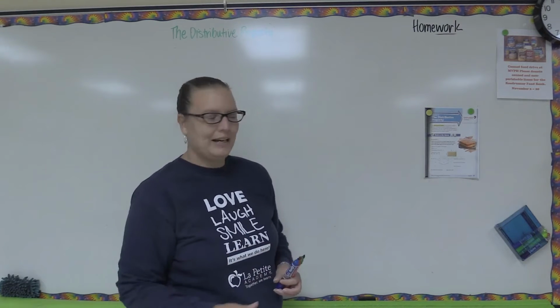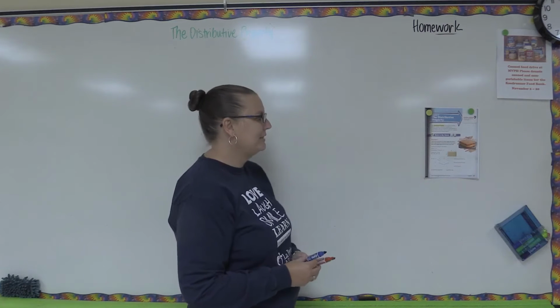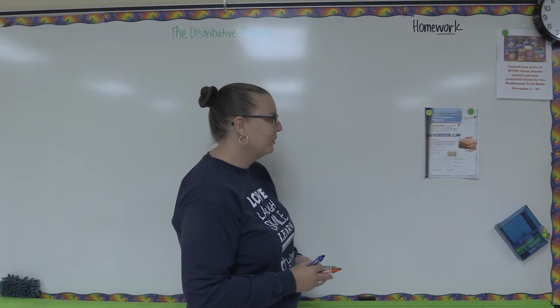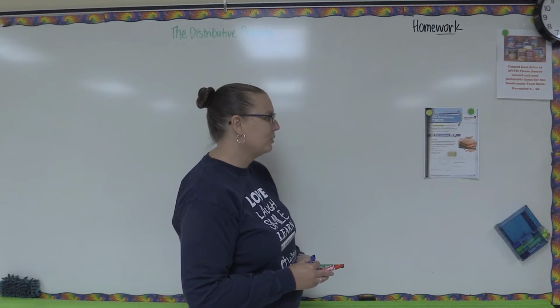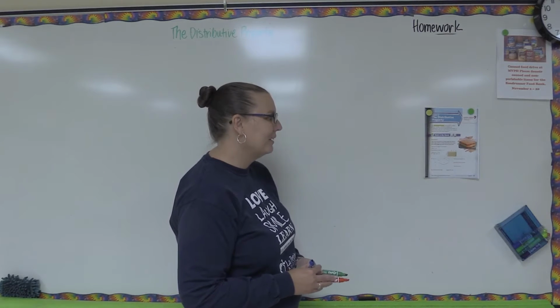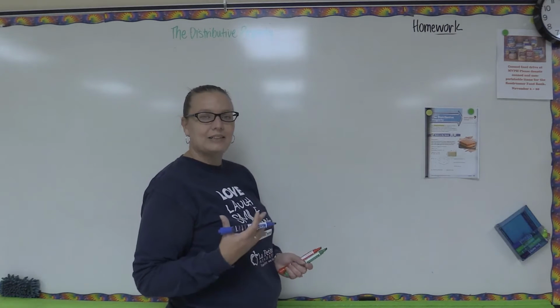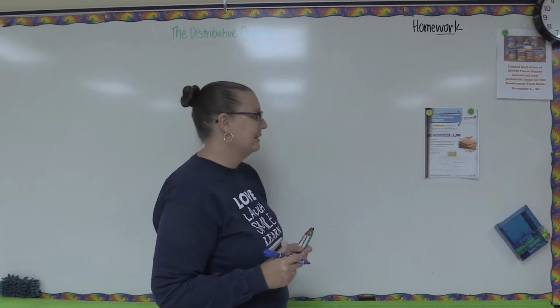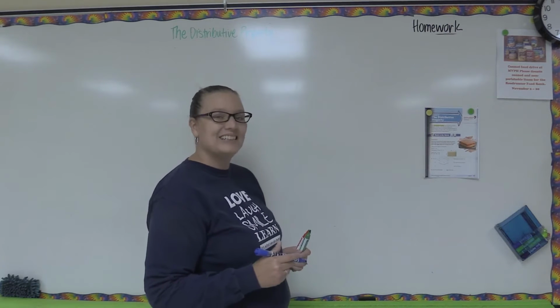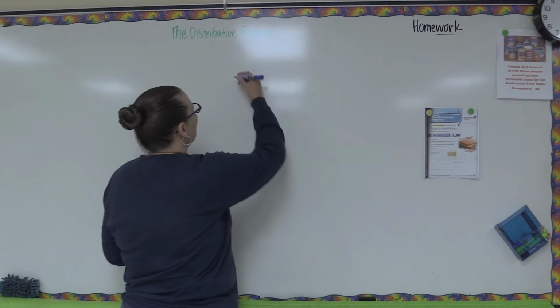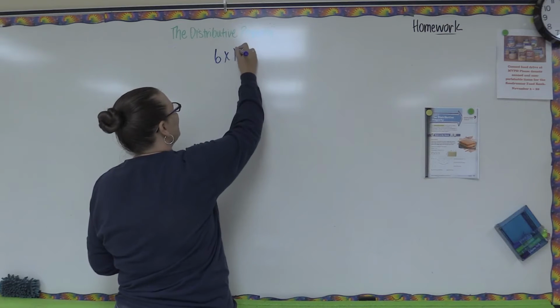Our first question says, Chef Cora hard boils 6 dozen eggs each day to make egg salad for sandwiches in the food court. How many eggs does she hard boil each day? What we need to know is that a dozen is 12 eggs, and she does 6 dozen of those each day. So we're going to be finding 6 times 12.